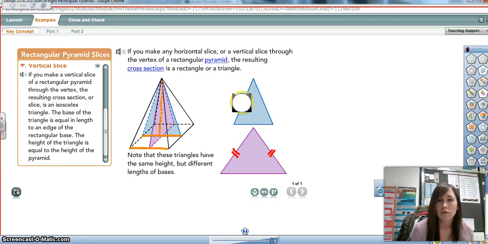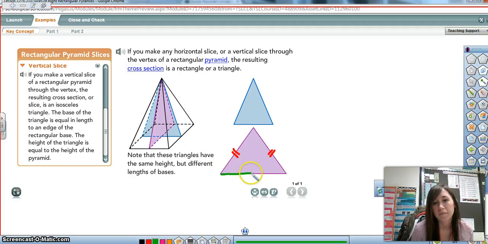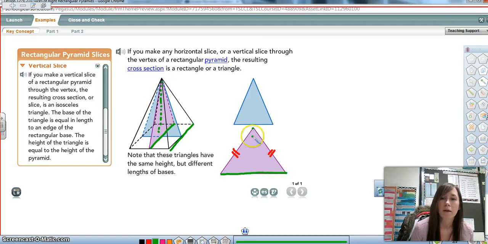Looking at the purple triangle, the length of its base is the same as the length of this rectangular bottom, and the height of the purple triangle is again the same height as the whole pyramid.